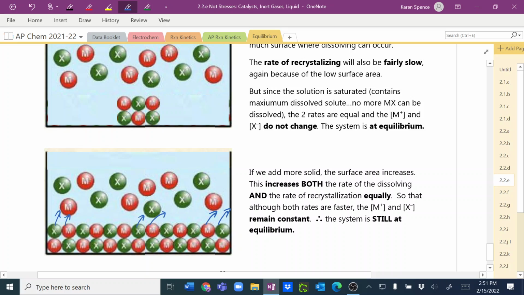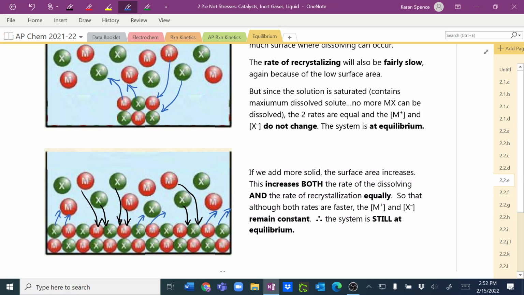But there is also more surface for recrystallizing. So up here, there's not as many particles available to dissolve, but there's also not as much surface for it to recrystallize on. So both rates are slower if there is less solid present, if there's less surface area. Both rates are faster if there is more surface area.